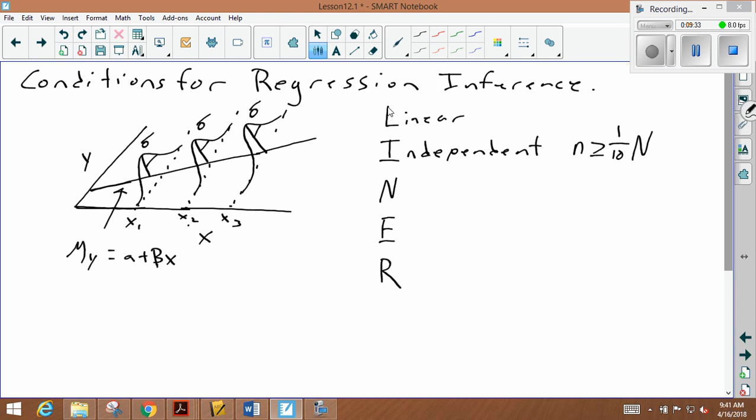N stands for normal. None of these are too far from what we've been doing, right? And what we're doing is we're saying y varies according to a normal distribution, right? And that's what this picture tells us, right?